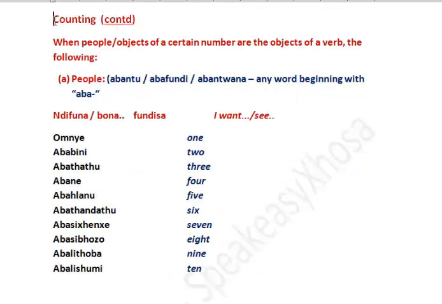Molweni. And here we now continue with counting. And in this particular lesson we look at what happens when people or objects become the objects of a verb. And we begin with people.